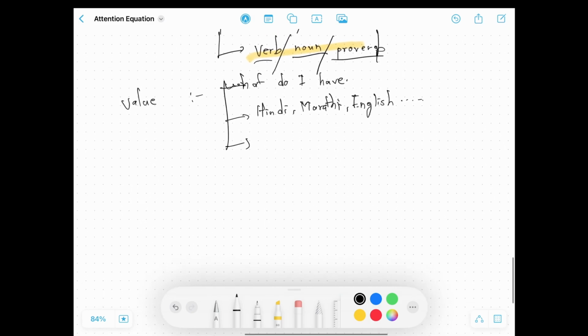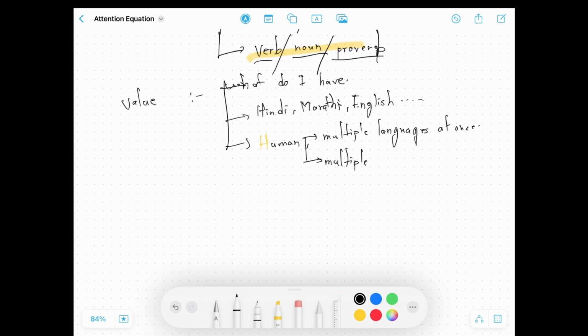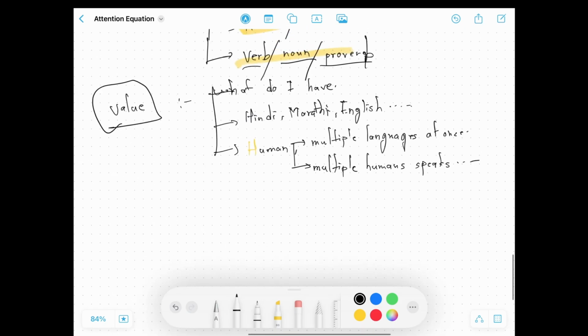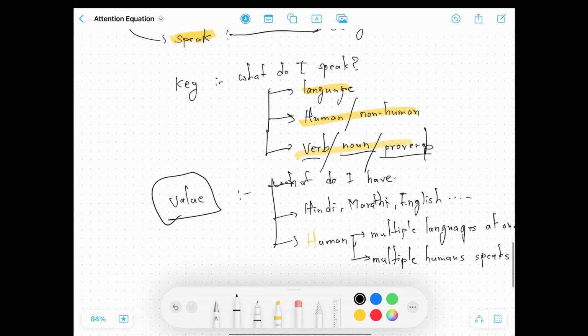Then there are things like human. So humans speak multiple languages at once, or multiple humans speaking, and so on. These would be our values. So I will be going into that.